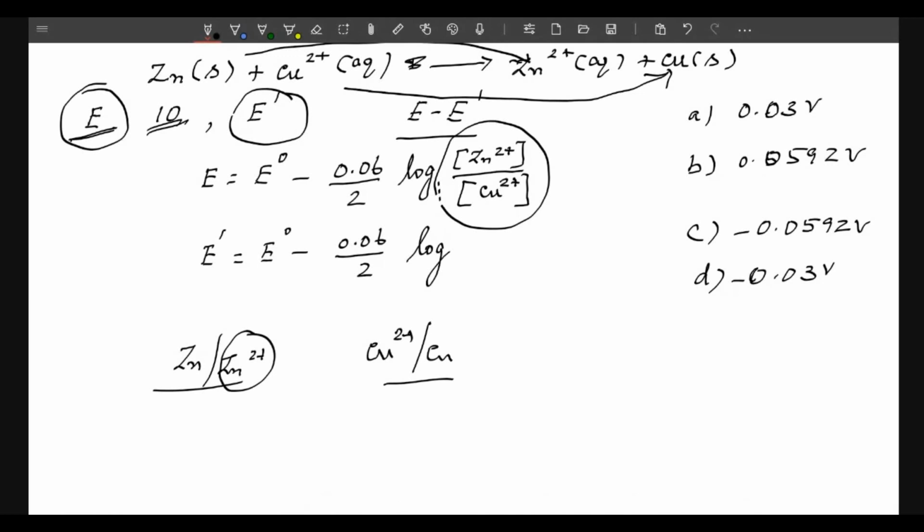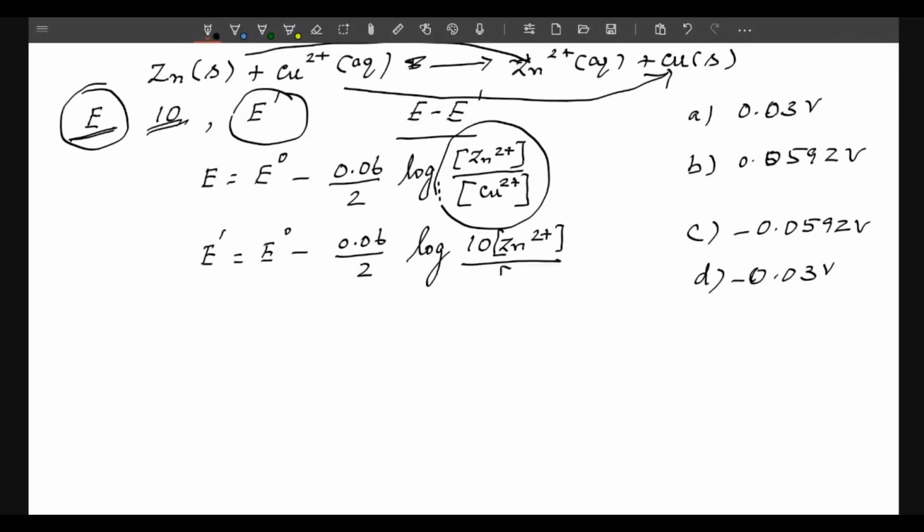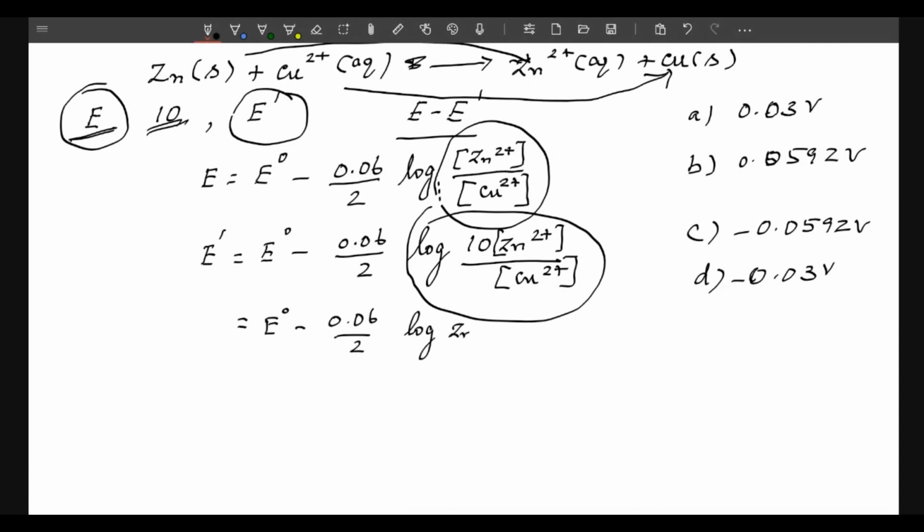In the anode compartment, they have changed the concentration of zinc 2 plus. Therefore, in place of zinc 2 plus, the concentration is increased by a factor of 10. So I write it as 10 into the concentration of zinc 2 plus, by the copper 2 plus concentration. Okay. And I am going to rearrange these log functions. E prime is equal to E naught minus 0.06 by 2 into log of zinc 2 plus concentration by copper 2 plus concentration, plus log 10. Am I correct?